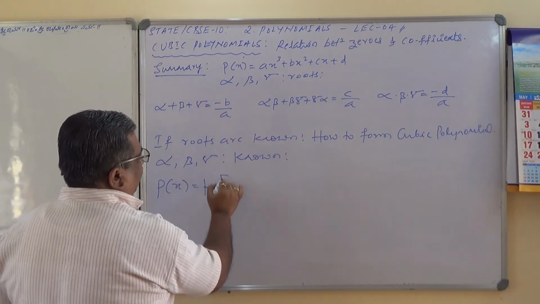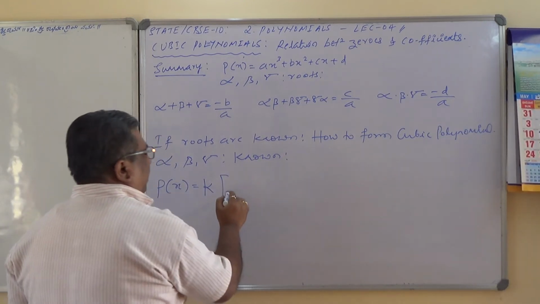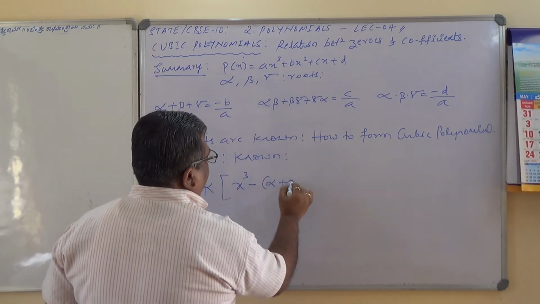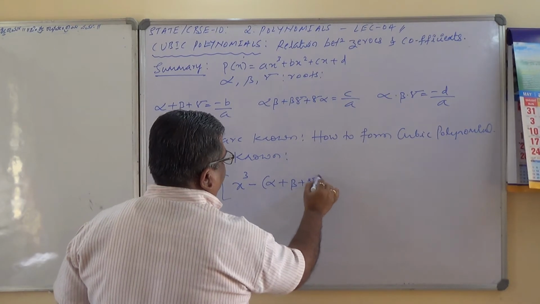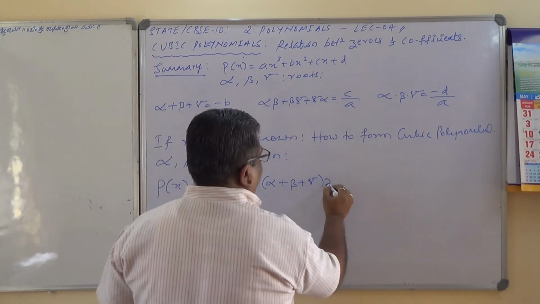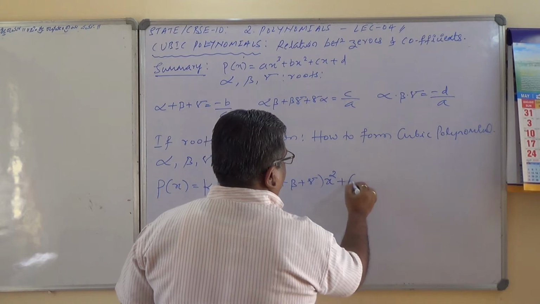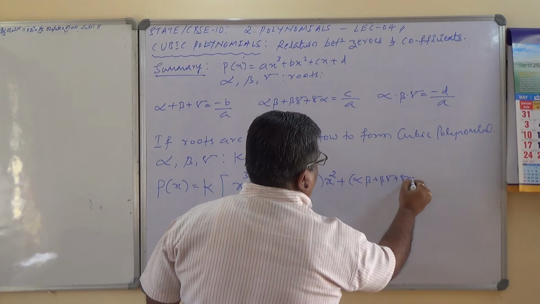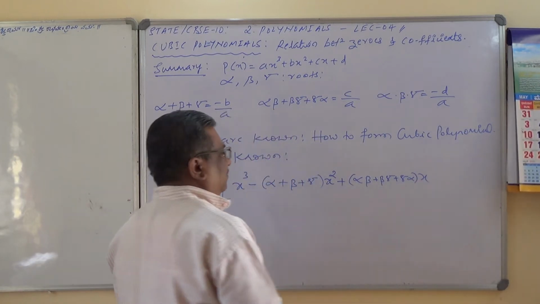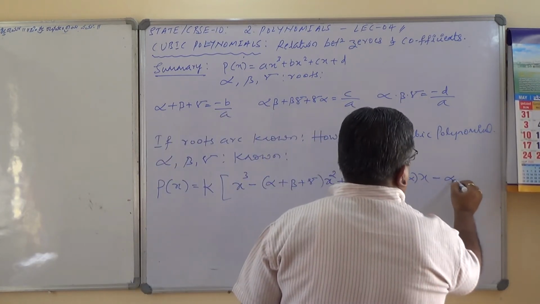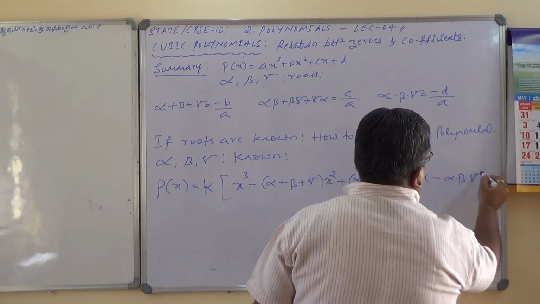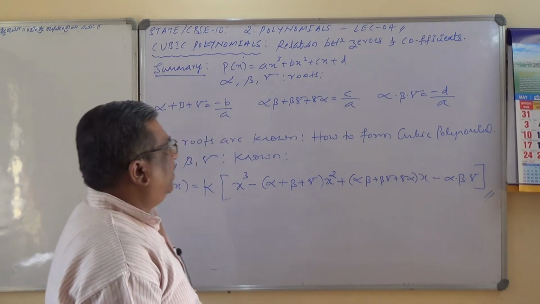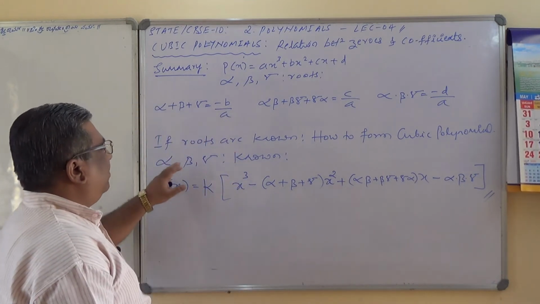k, which is a non-zero constant, into x cube minus alpha plus beta plus gamma, the sum of zeros, into x square plus alpha beta plus beta gamma plus gamma alpha times x minus alpha into beta into gamma. This is the cubic polynomial we can form using alpha, beta, gamma.